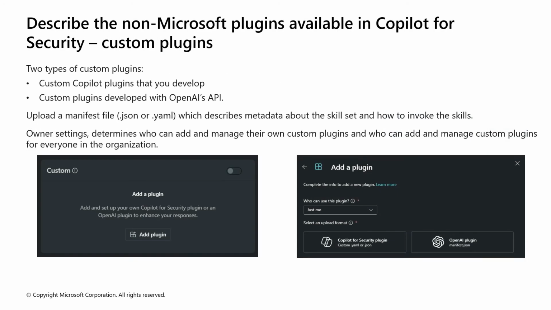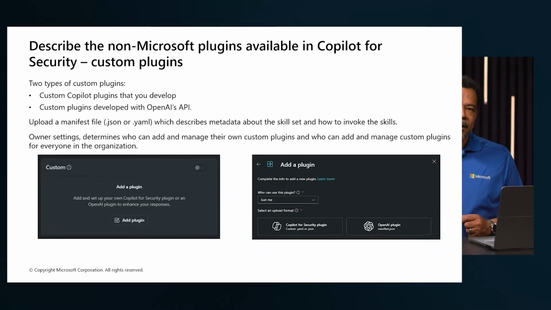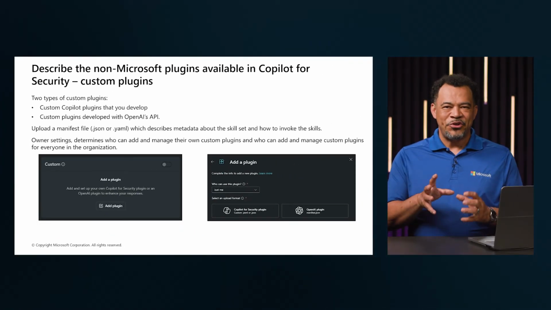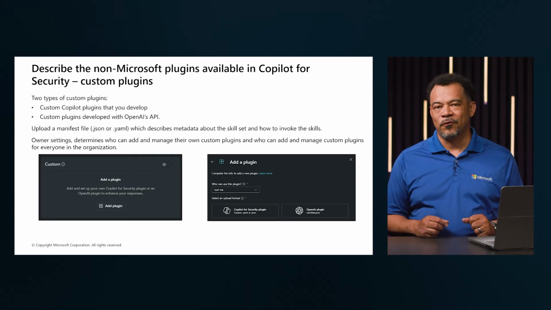In Microsoft Security Copilot, you're not limited to just built-in or third-party plugins. You can also create and use custom plugins if you choose. There are two main types. One you build specifically for Copilot, and others that are developed using OpenAI's API. These custom plugins let you tailor Copilot's capabilities to your organization's unique needs or workflows.